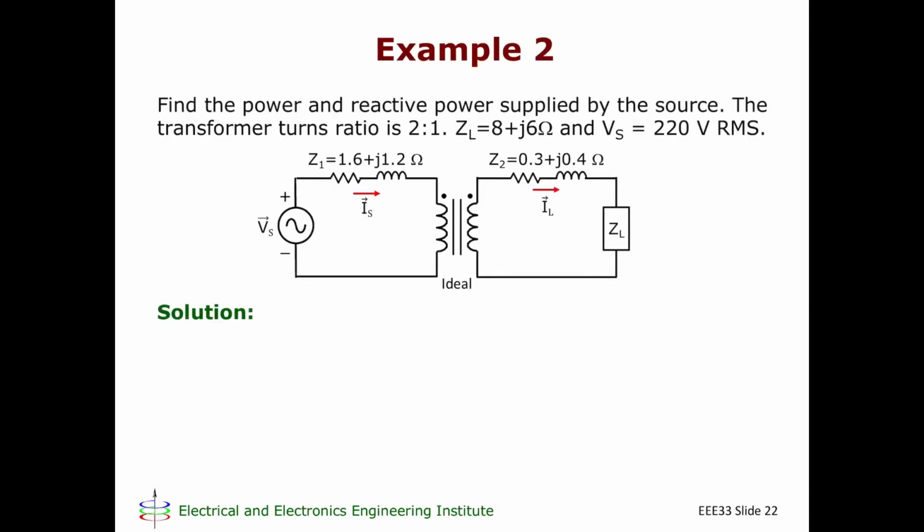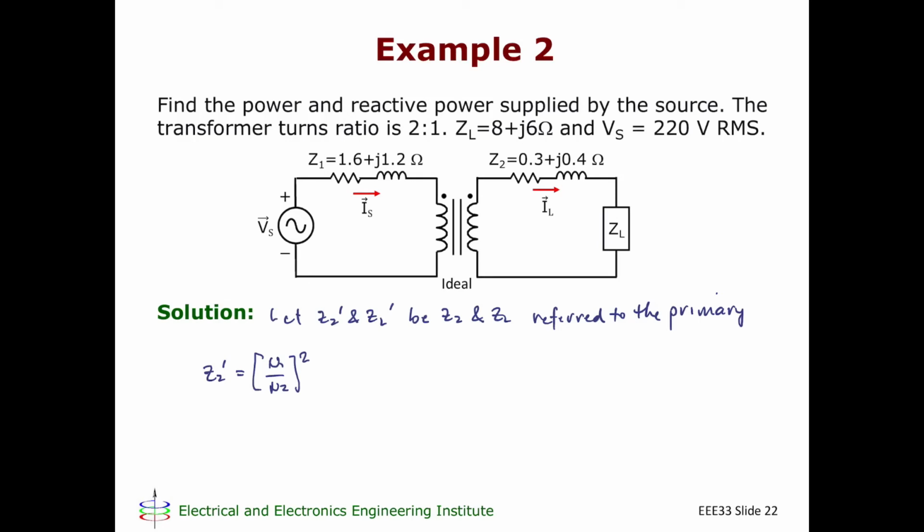So my solution: I'm going to refer these two impedances, Z2 and ZL, to the primary. So let Z2 prime and ZL prime be Z2 and ZL referred to the primary. Okay, so what is Z2 prime? Z2 prime is just N1 over N2 squared multiplied by Z2. So this is 2 squared, 4, multiplied by Z2. I'm going to get 1.2 plus J1.6 ohms. And ZL prime is N1 over N2 squared multiplied by ZL, which will give me 32 plus J24 ohms.